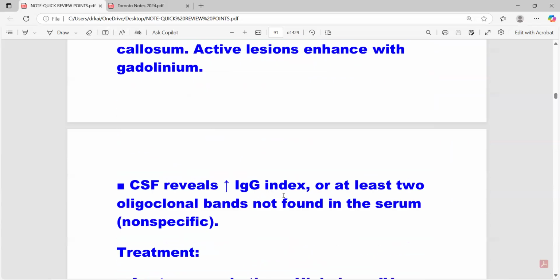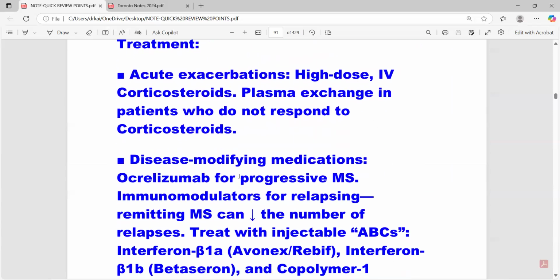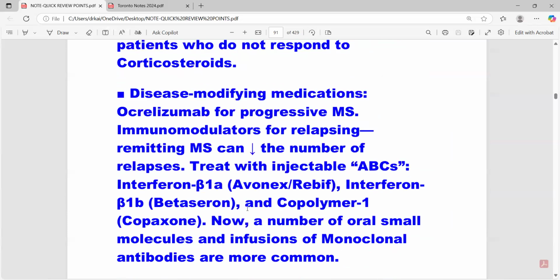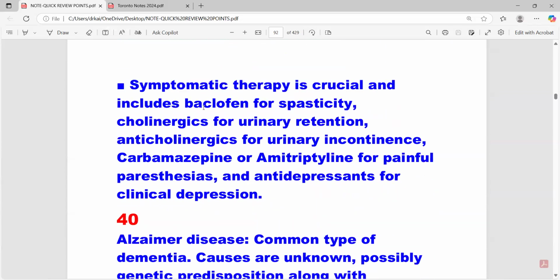Then CSF can show the IgG index is high. For treatment, give IV corticosteroids or plasma exchange, and then the disease modifying medications can be used. Symptomatic therapy is crucial. What? Depending on what the symptoms are. They can give you a multiple sclerosis case where the patient was having spasticity or urine retention. Based on that, you need to know the treatment.